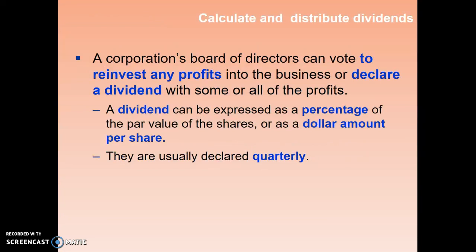To calculate and distribute dividends, your corporation's board of directors can vote to reinvest any profits into the business or declare a dividend with some or all of the profits. A dividend can be expressed as a percentage of the par value, remember that face value when it first opened, of the shares, or as a dollar amount per share. They are usually declared quarterly.